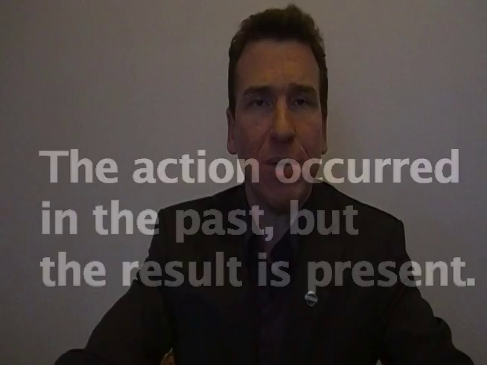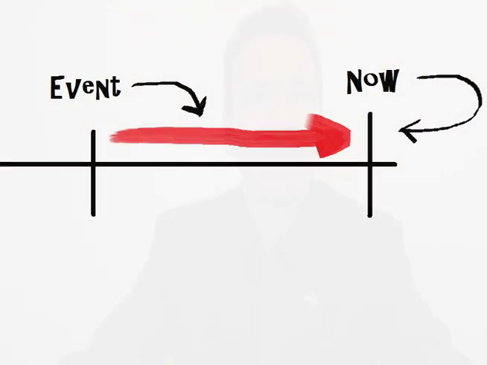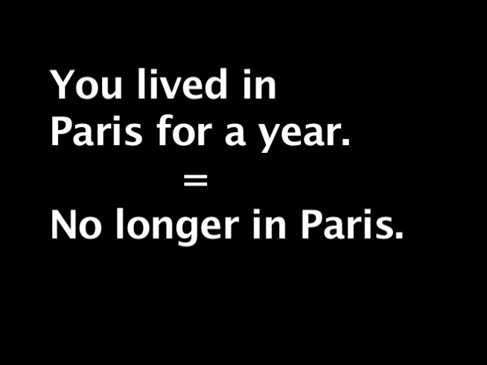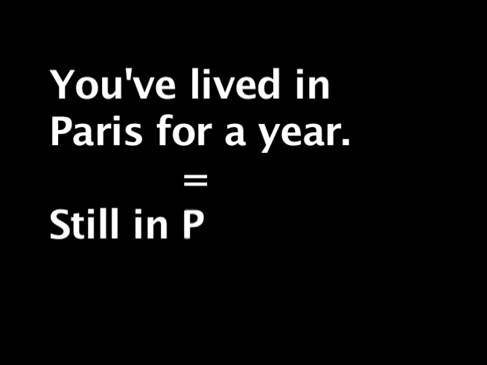We also use the present perfect when an action started in the past and continues in the present. For example, you lived in Paris for a year means you're not there anymore, whereas you have lived in Paris for a year means you're still living there. Two very different things indeed.